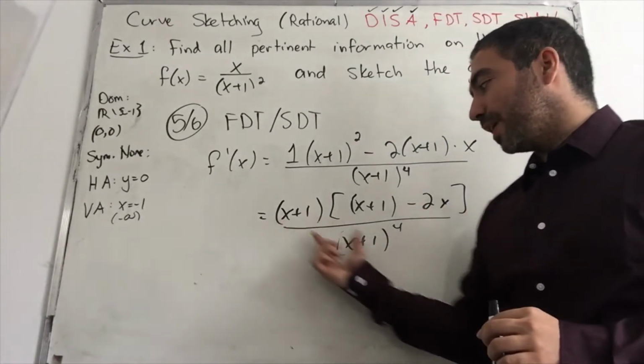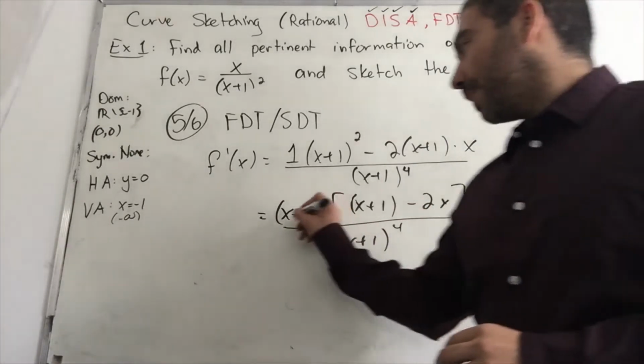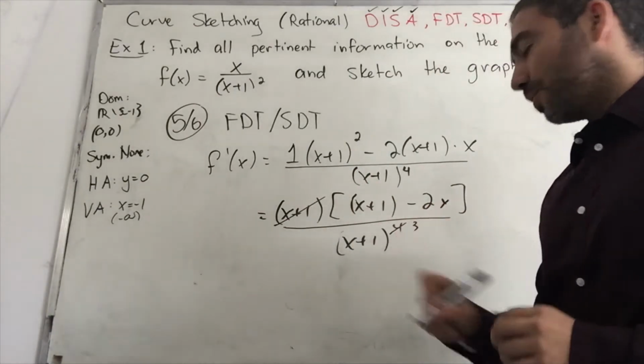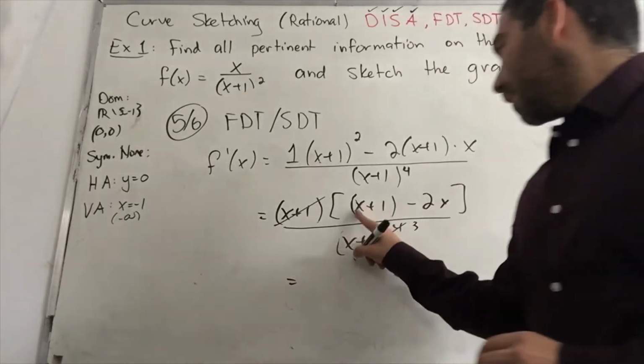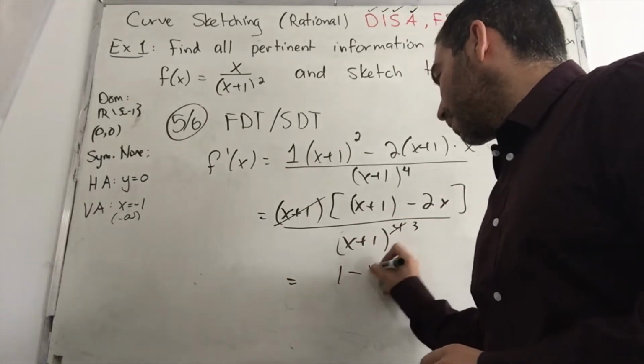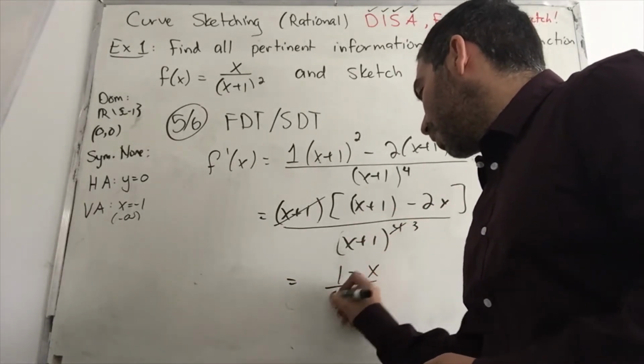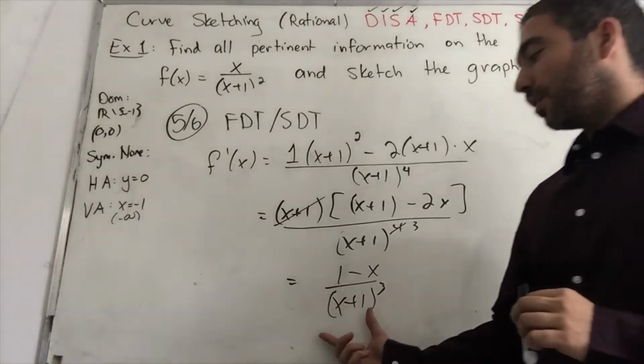So we have x plus 1 over here, we have x plus 1 to the 4. So one of them cancels with one of them in the exponent, leaving us with 3. And on the top, what we have is x minus 2x, that's negative x, so 1 minus x over x plus 1 cubed. This is our first derivative.